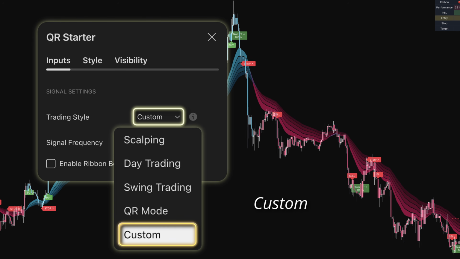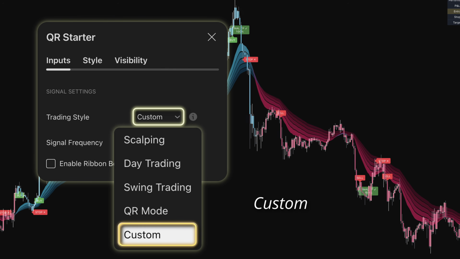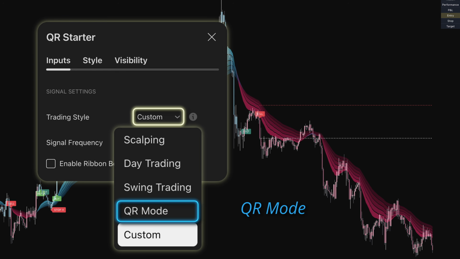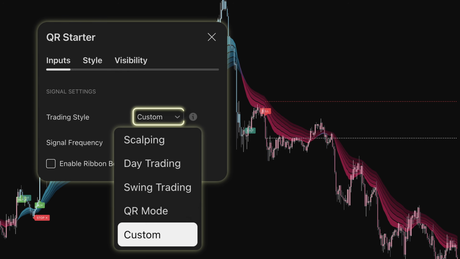Pick a style and the system configures itself. If you want to tweak individual settings, switch to custom mode. One more preset to cover, QR mode. That one deserves its own section.